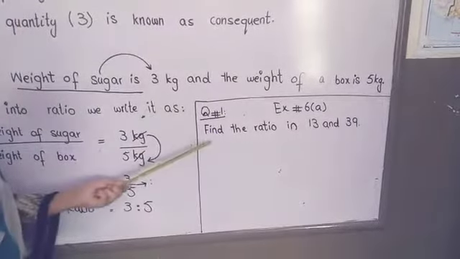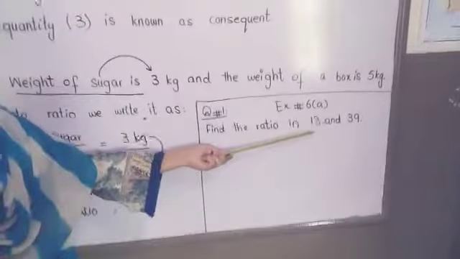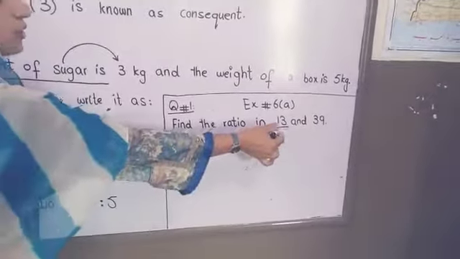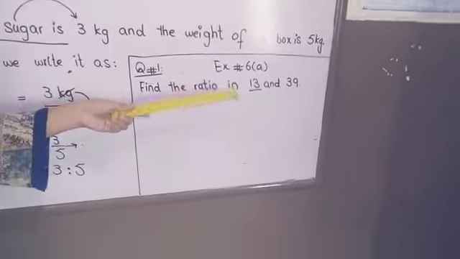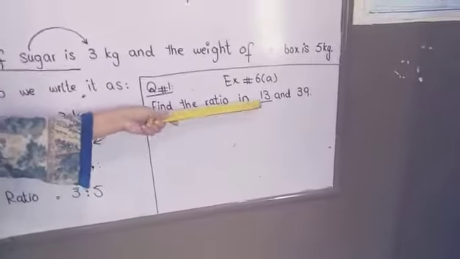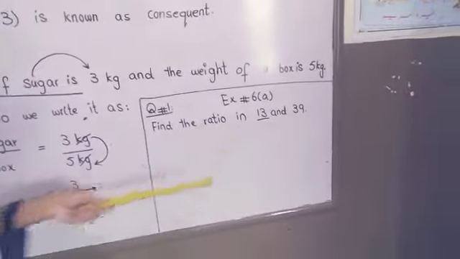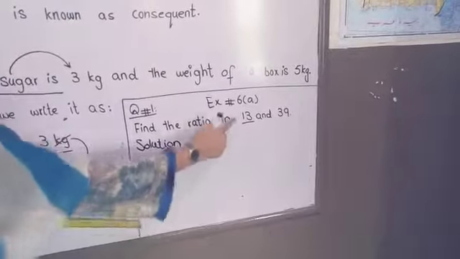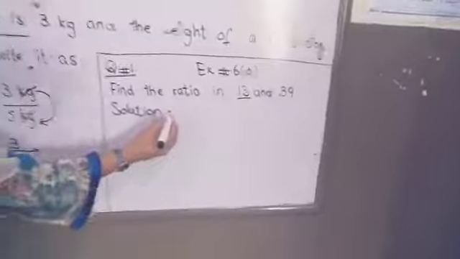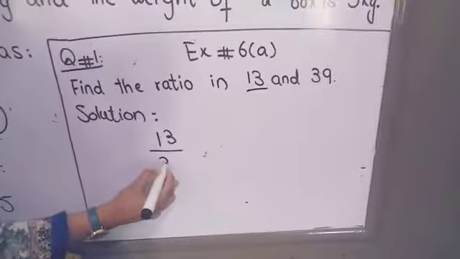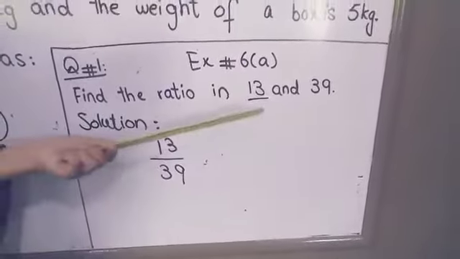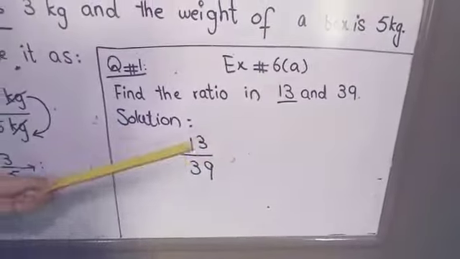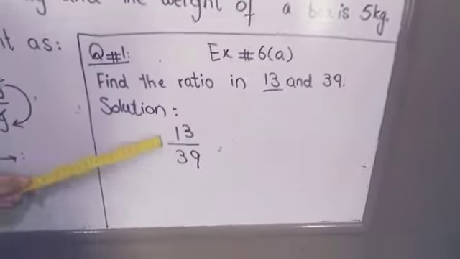As you can see, I have written here, find the ratio of 13 and 39. These are the two numbers and there is no unit with these numbers, because I have said that ratio must be considered in two same quantities. So to solve this, we write it like this. 13 and 39. We will convert it into 13 over 39, because 13 was the first quantity and 39 was the second quantity. So I have written it like this.